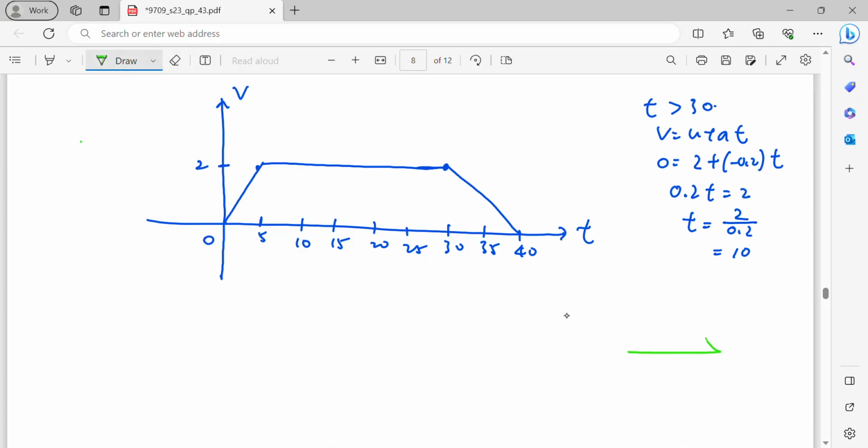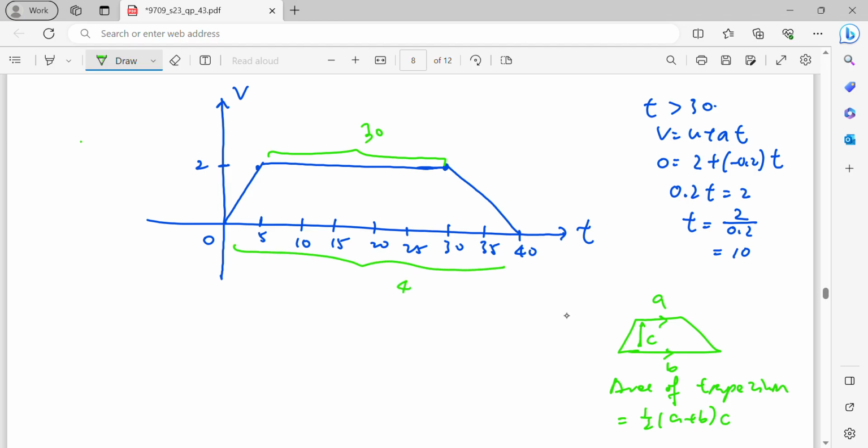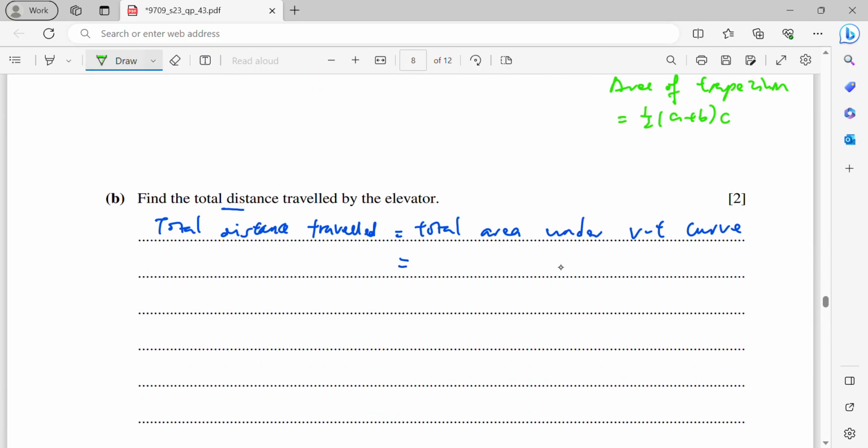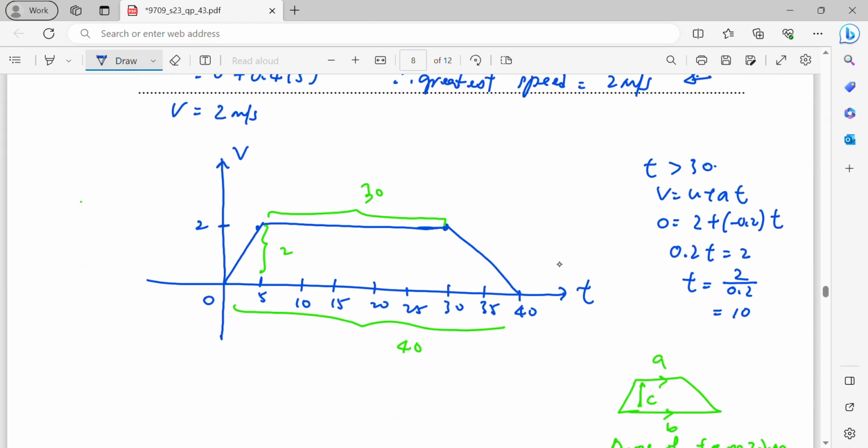So for your information, if trapezium has 2 parallel sides, a and b, and then the height is c, the area of trapezium is basically half of a plus b times c. Okay, so now your a here is basically 30, right? Then your b is 40, and then the c is basically 2. So now I will write half of 30 plus 40. Sorry, is this 30? Okay, here is 30, here is 30, then this is 5. That means it should be 25.